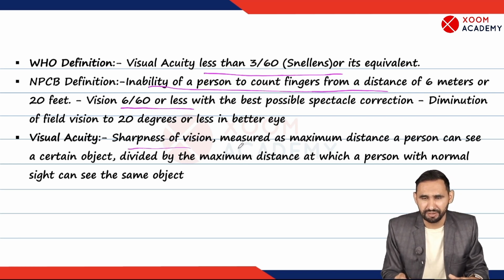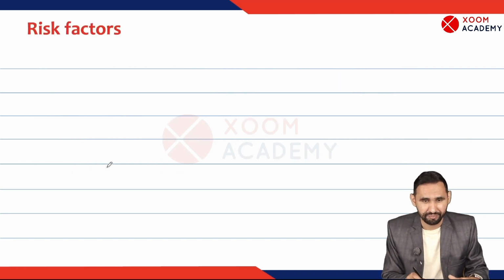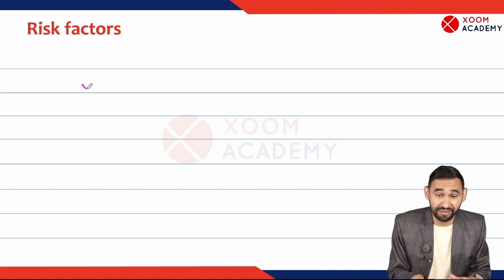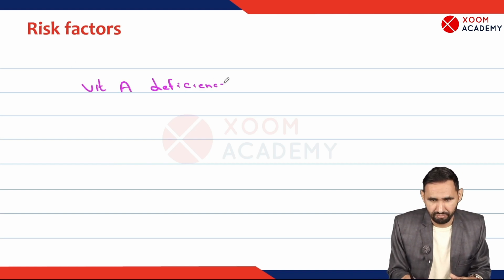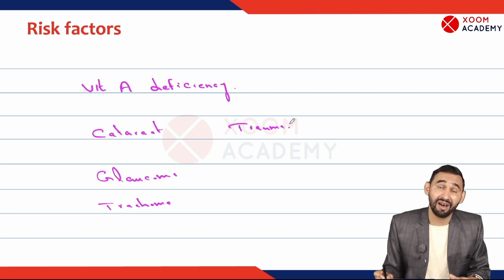What is visual acuity? It is sharpness of vision, measured as the maximum distance at which a person can see a certain object. Some people can see an object from 20 meters, some can't. What are the risk factors? We can start with vitamin A deficiency. It can lead to blindness. Cataract, if it remains untreated, can cause blindness. Glaucoma, trachoma, trauma, they are all risk factors for developing blindness.